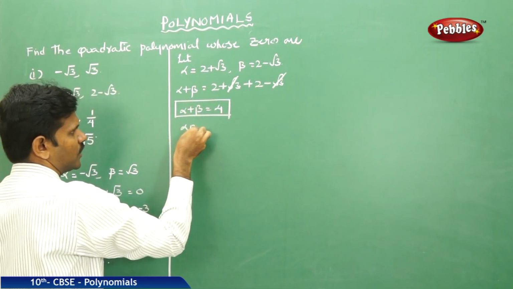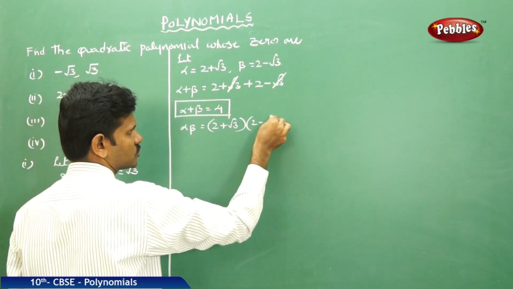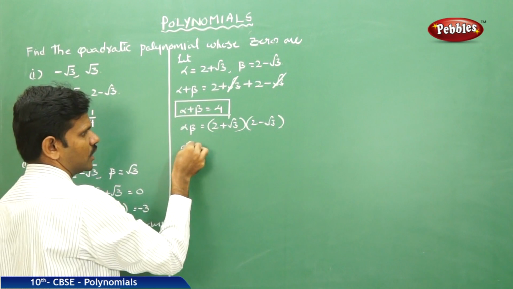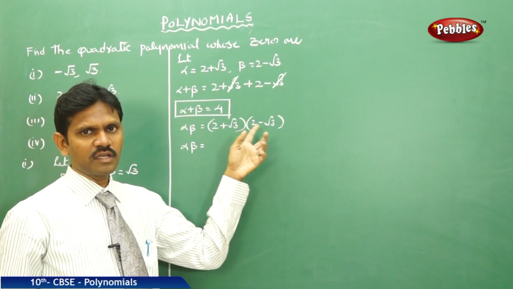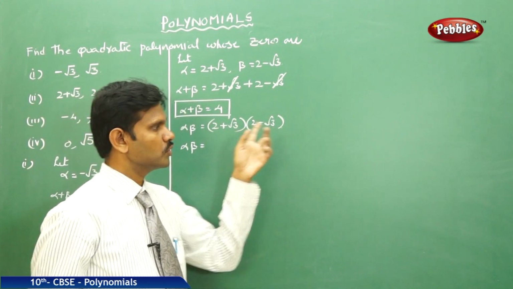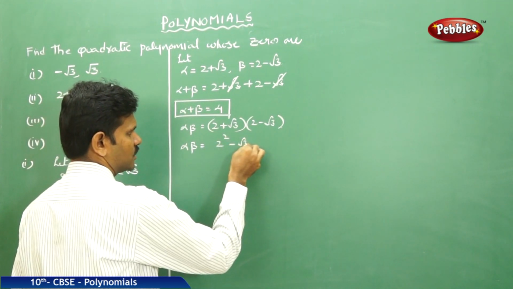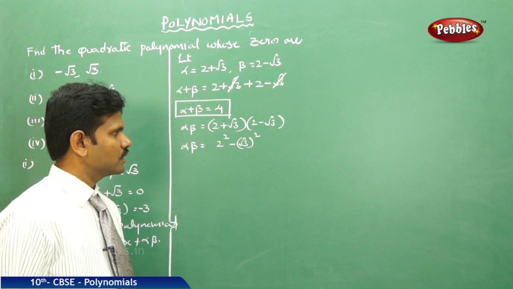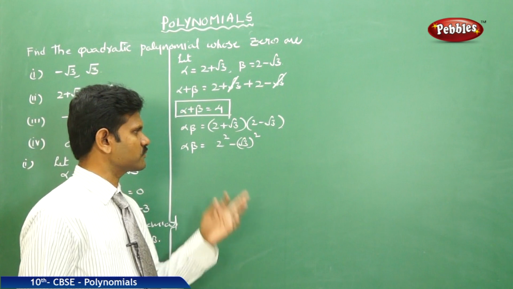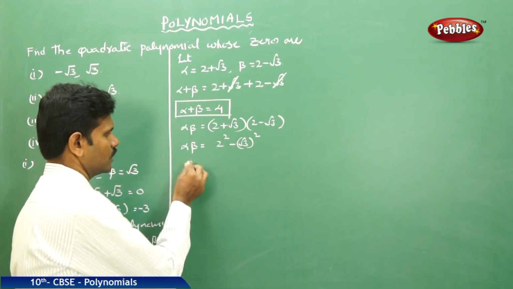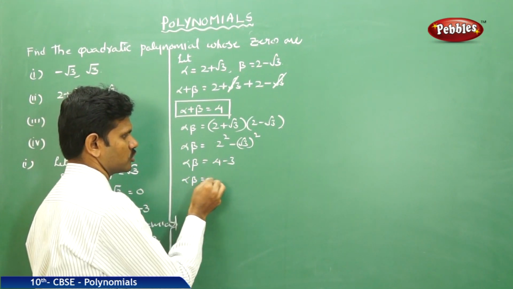Next, alpha beta is equal to 2 plus √3 into 2 minus √3. That is, it is very clearly of the form a plus b into a minus b, which will give you a square minus b square, that is 2 square minus √3 whole square. That is, alpha beta is equal to 4 minus 3, alpha beta is equal to 1.